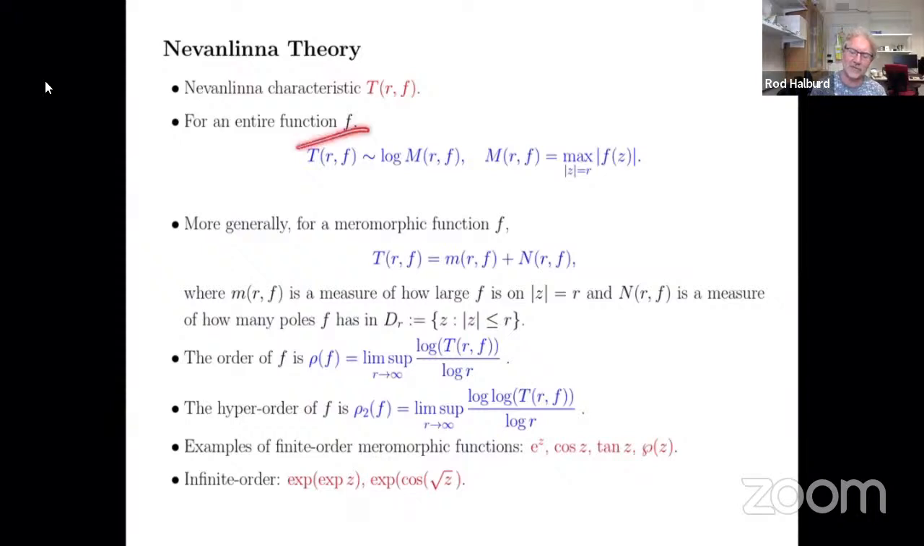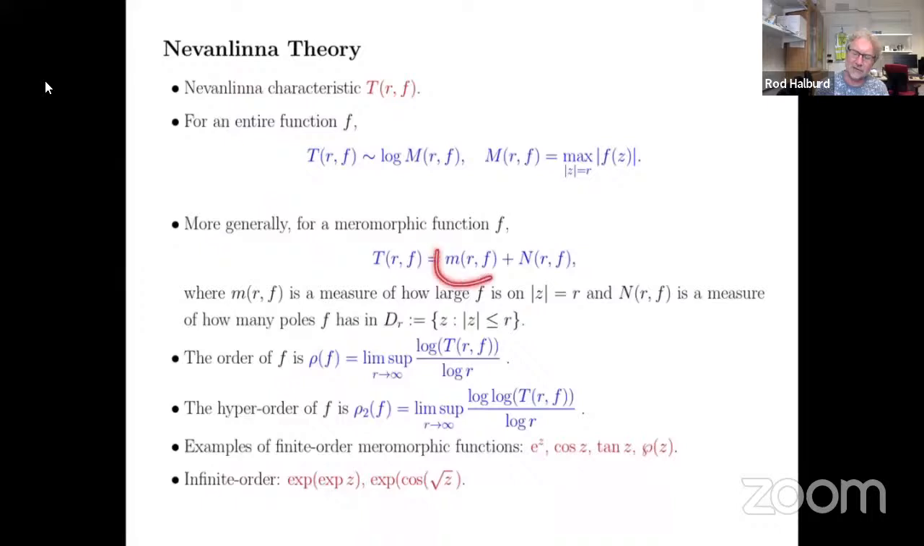In the case where f is entire, then T(r, f) is basically the log of the maximum of f on the disk. I say basically because you can bound it above and below by something that looks very similar to this. So it's just going up with its size, basically. If I have a meromorphic function, obviously I can't do that anymore, because there'll be lots of circles that go through a pole. Obviously that's not going to work.